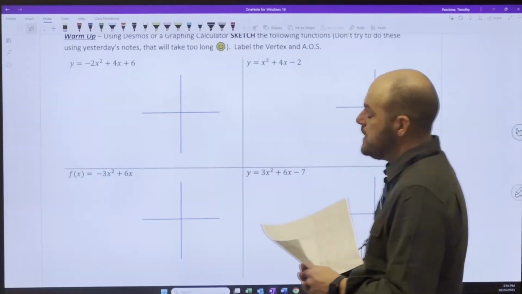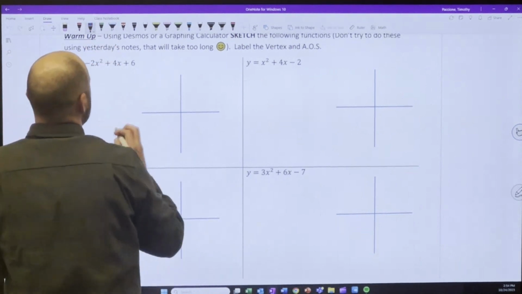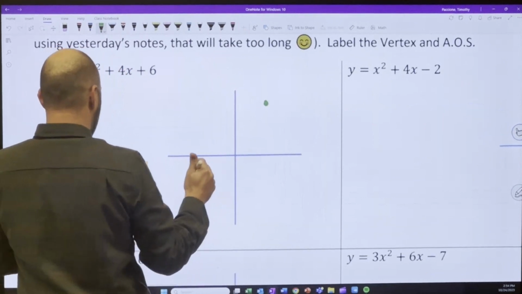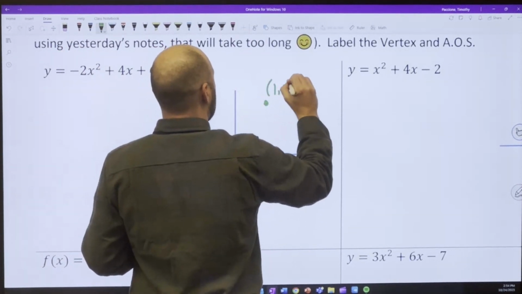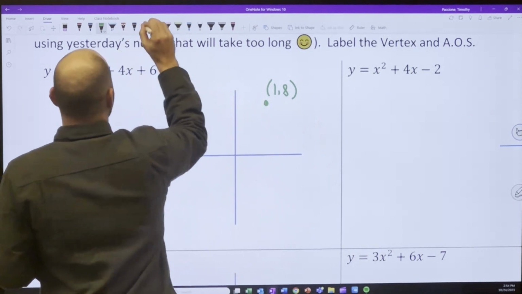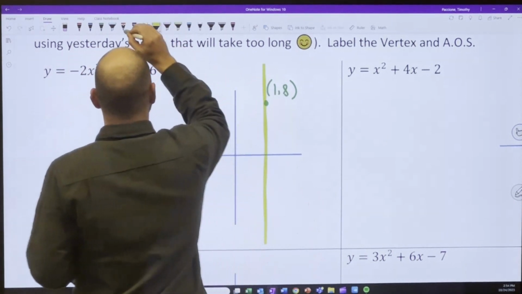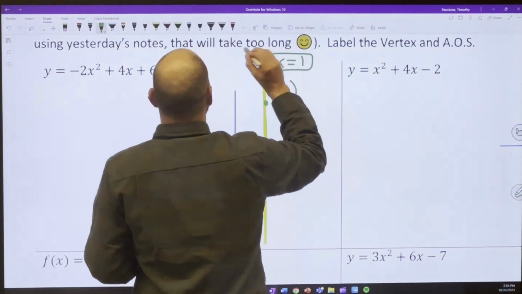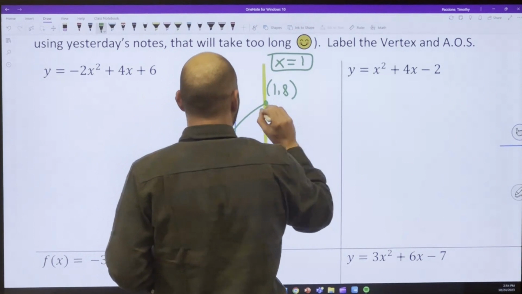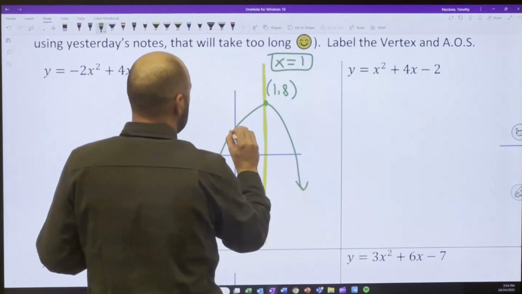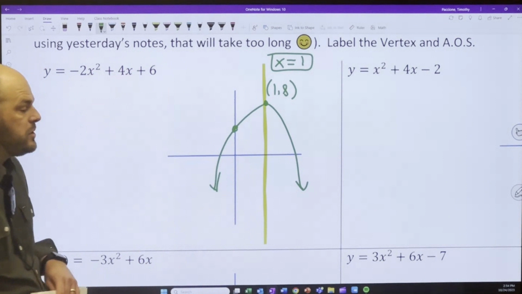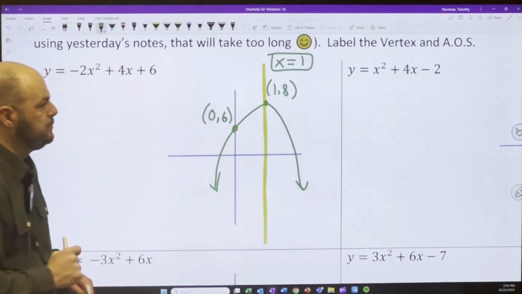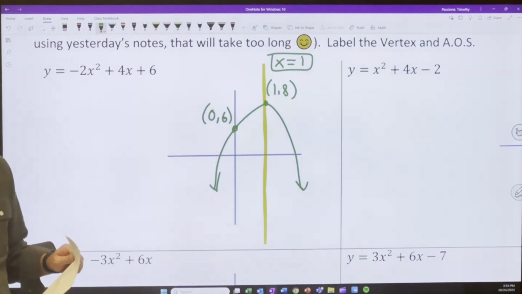Okay, so for each of these, let me add these real quick so we can talk about them. You would just add your vertex. This is what a sketch looks like. You add a vertex, add a line of symmetry, axis of symmetry, x equals 1, and then you sketch from there. You could also, since we know our y-intercept, add that as well, (0, 6). And we do that for each one, okay? I'm going to add those real quick so then we can talk about them.